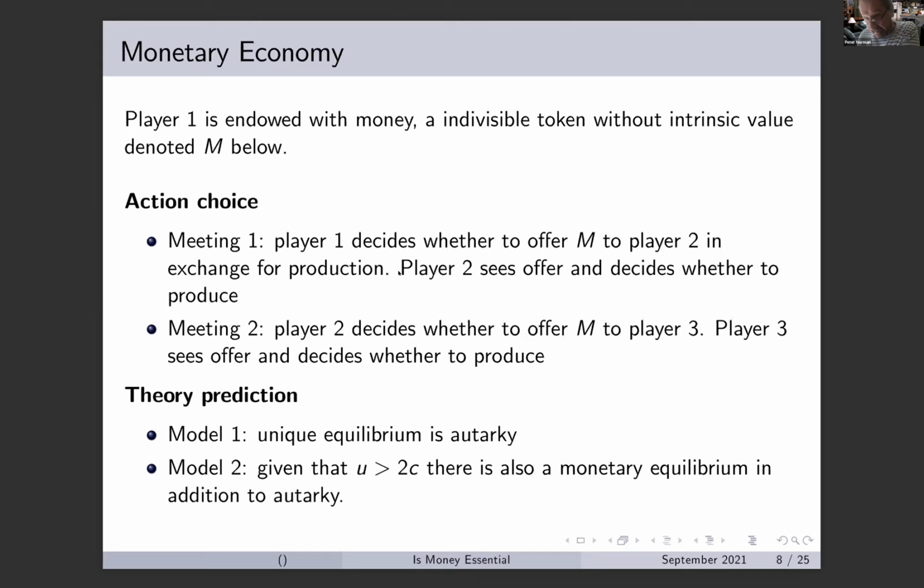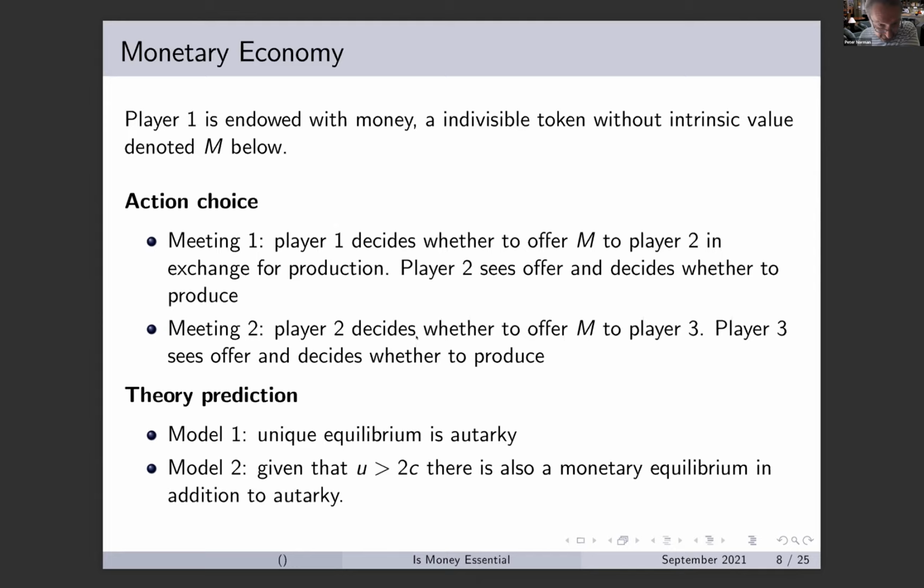I've shortened the rules here by skipping the fact that in meeting two, if you don't have a token, you cannot offer it. But if you do have the token, you can offer this M to player three. Player three sees the offer and decides whether or not to produce.